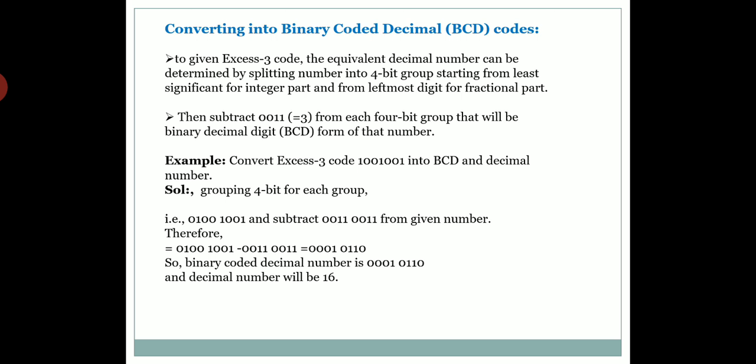Solution: grouping 4 for each group. We are dividing the given XS3 code number into 4-digit groups. Then we subtract 0011 from the given number, which is equal to 00010110. So the binary coded decimal is 00010110, which is equivalent to the decimal number 16.